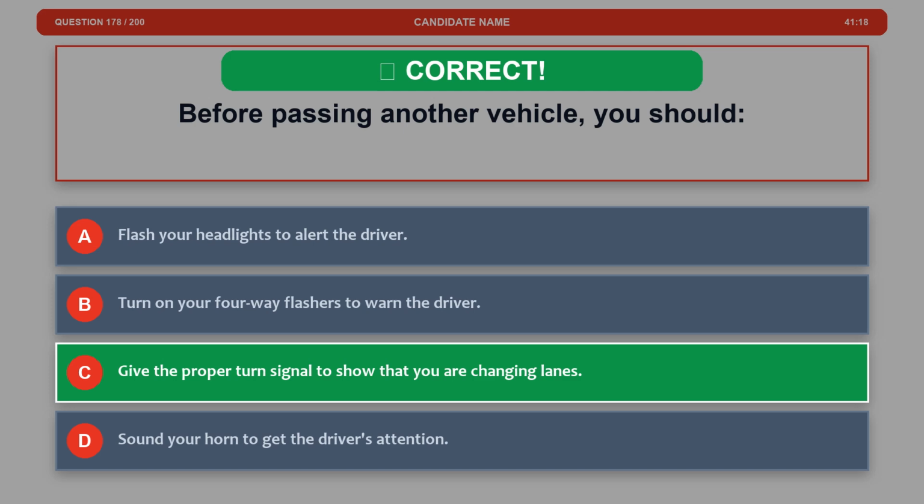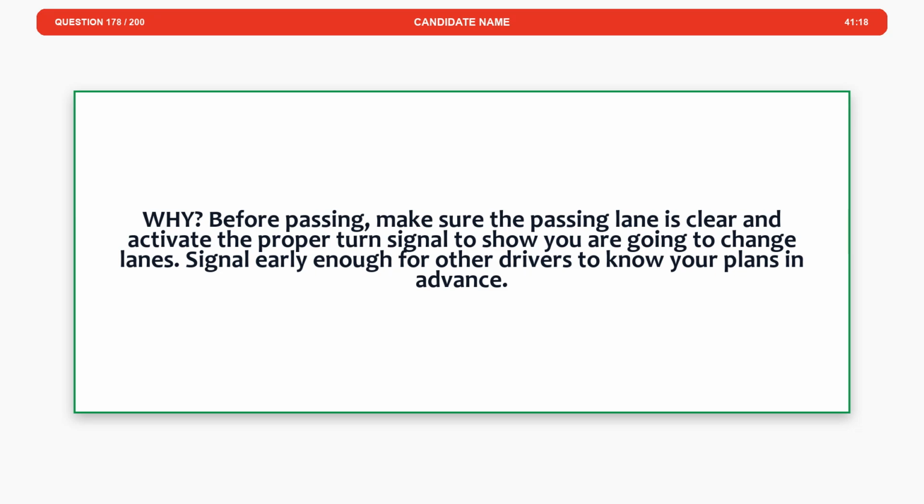The correct answer is option C. Give the proper turn signal to show that you are changing lanes. Explanation. Before passing, make sure the passing lane is clear and activate the proper turn signal to show you are going to change lanes. Signal early enough for other drivers to know your plans in advance.